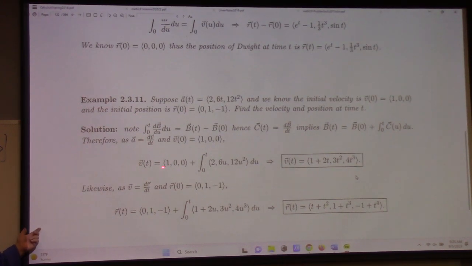v of t over here minus v of 0, and then I just moved it to the other side, so it gives me v of t is equal to v of 0 plus this integral. Anyway, there's that.